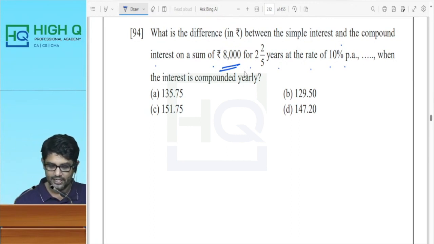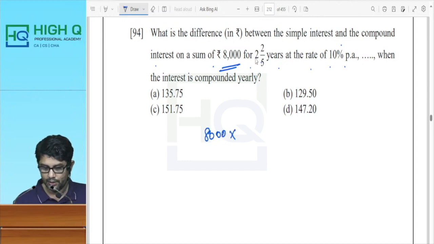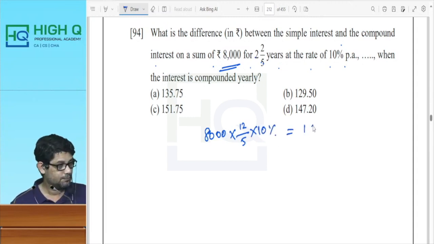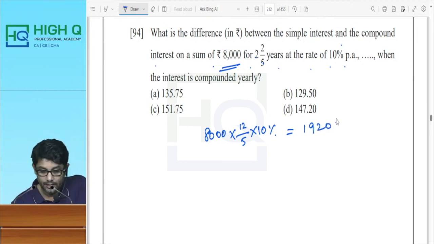Simple interest you can easily find out, am I right? So 8,000 into 12 by 5 into 10%. What is it? 1920 exactly. Okay.